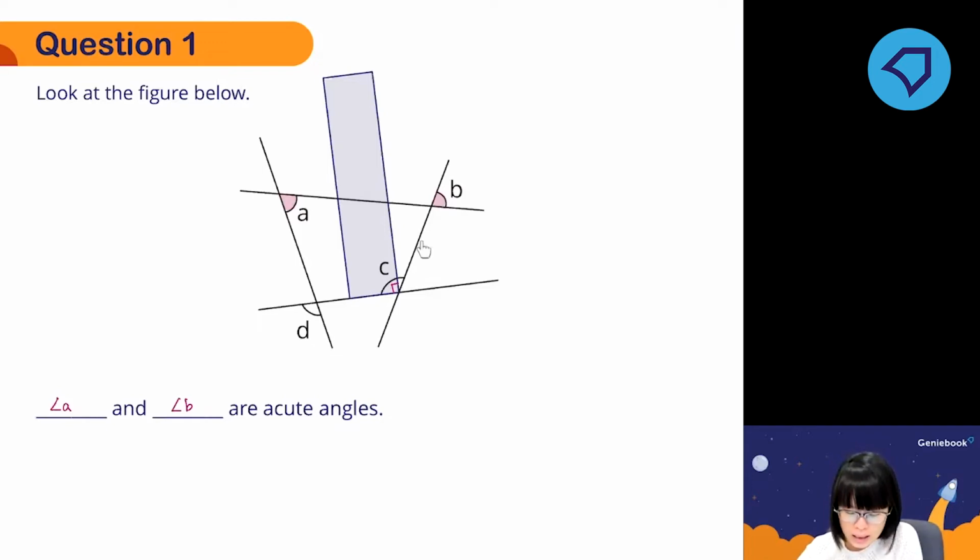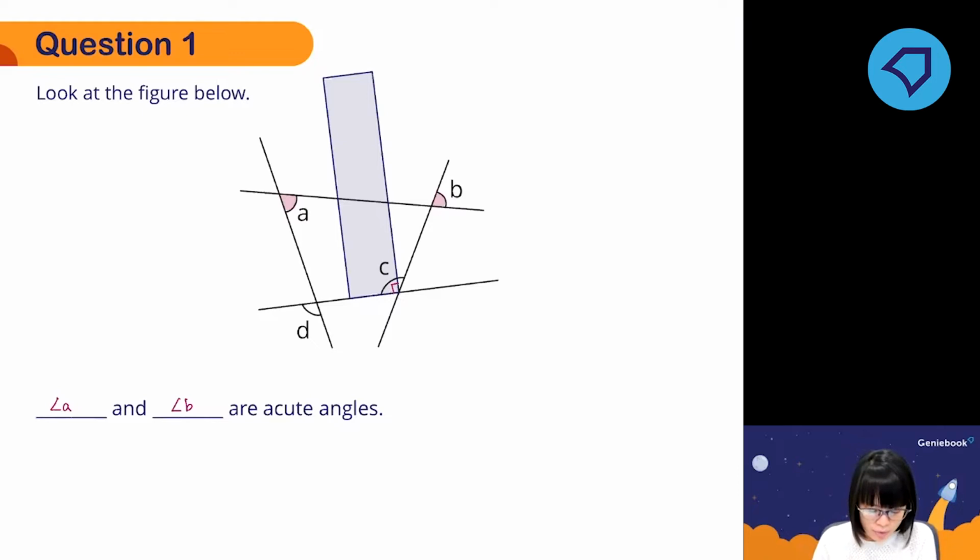You have to see the other line. If it goes inside the ruler, it's an acute angle because it's less than 90 degrees. If it goes away from the ruler, outside of the ruler, then it is more than 90 degrees, which means it is an obtuse angle.